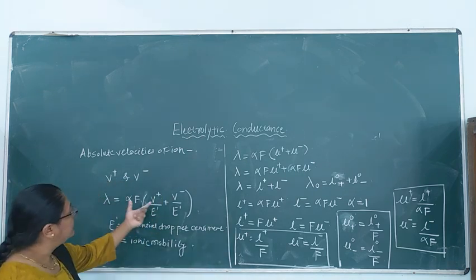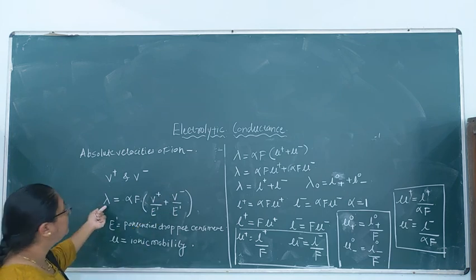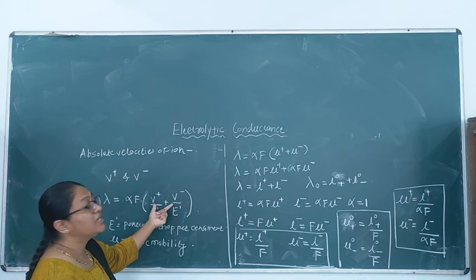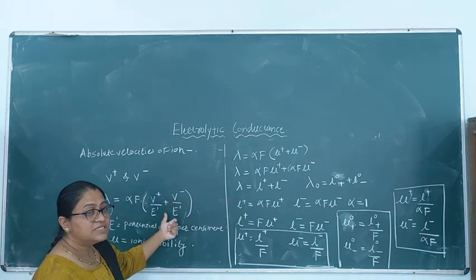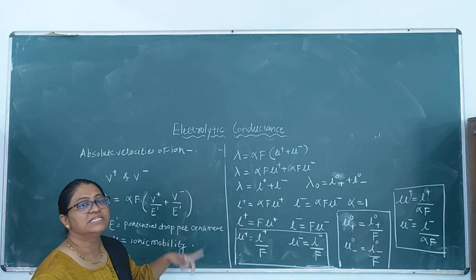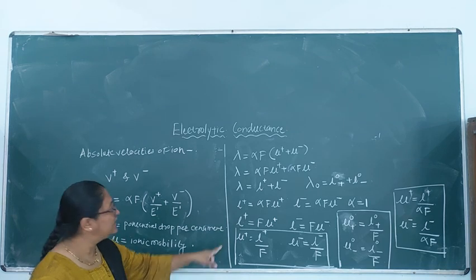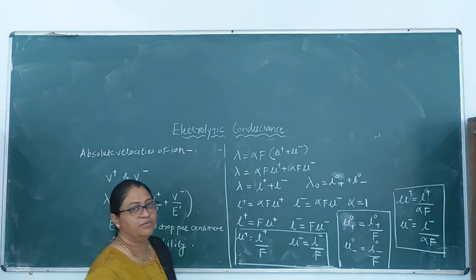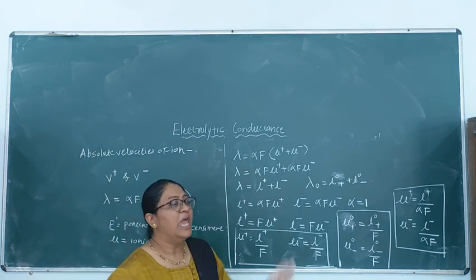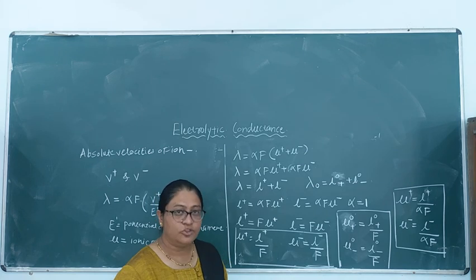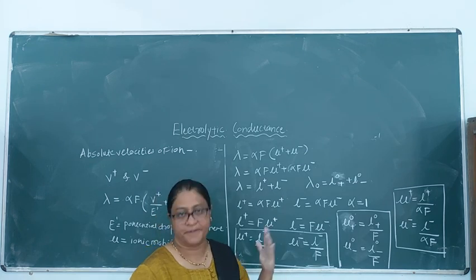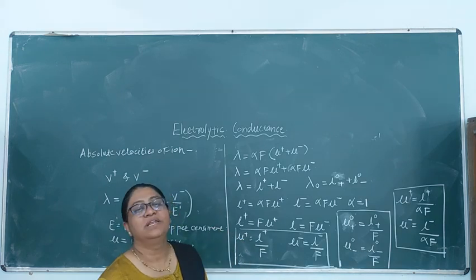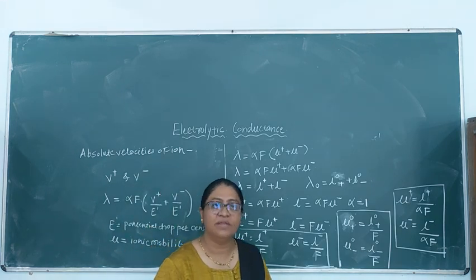Just see that the velocities are related with lambda, the equivalent conductivity, and these velocities are considered as ionic mobilities. Instead of considering them as the actual speed, they are considered in terms of ionic mobility. Ionic mobility is nothing but the ratio of the actual speed of the ion and the potential drop per centimeter. That ratio is the ionic mobility, and it can be determined.